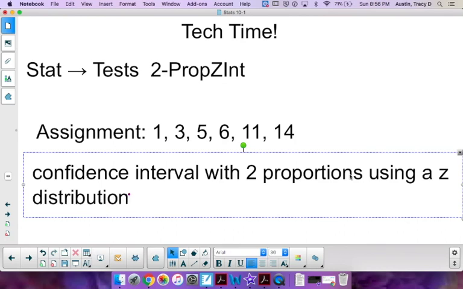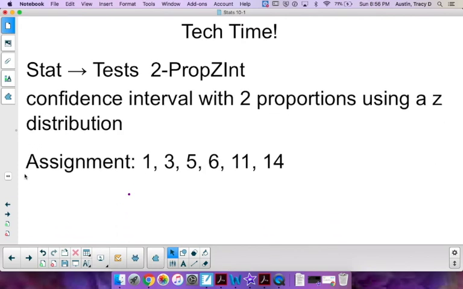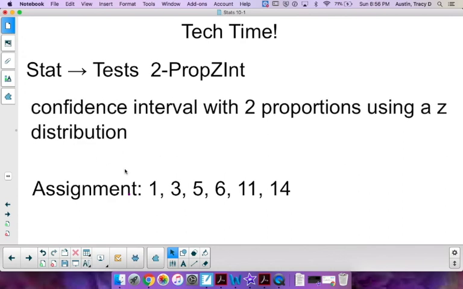And I dinged a couple people on their open response on the last test because they literally just wrote something like one-prop z-test or whatever it was. And I'm like, we don't do calculator speak. That's how it's abbreviated in the calculator because otherwise it wouldn't fit. You need to state out what you're doing. So we're doing a confidence interval with two proportions using a z-distribution. You could also say a confidence interval for the difference in two proportions, but the first is enough because they know at least that if you're using two proportions, you're finding the difference between them.